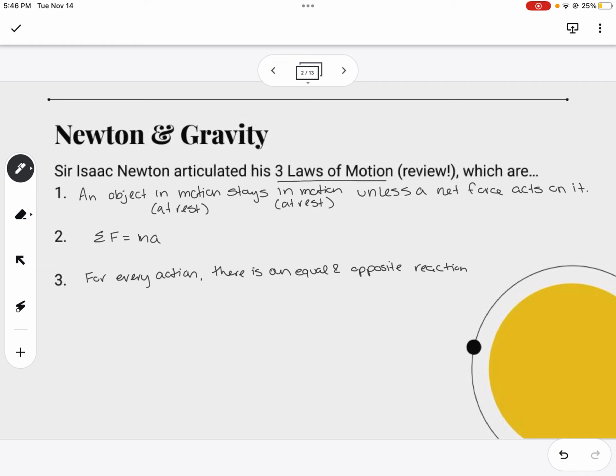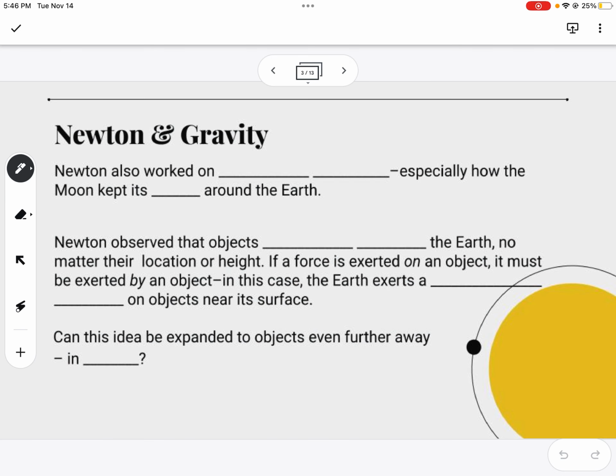This is just a little bit of review. This usually is what we think of when we think of Newton. We think of Newton's 3 laws. But Newton did a lot of other stuff too. He also worked on planetary motion.